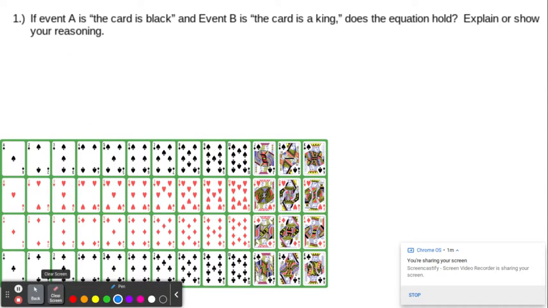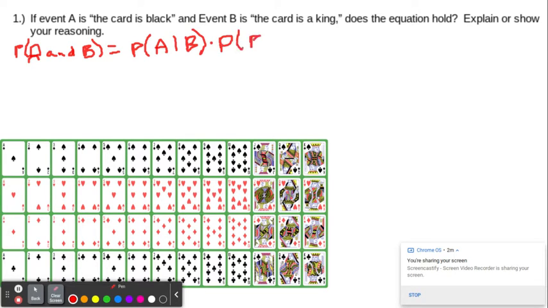All right, let me clear the screen here. Now event A is the card is black. Event B is the card is a king. Does the equation hold true? Okay, so let's set up our equation. We are comparing: is the probability of A and B equal to the probability of A given B times the probability of B? First of all, let's find the probability of A and B.